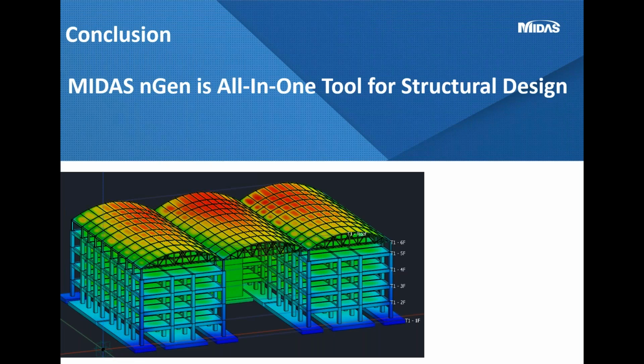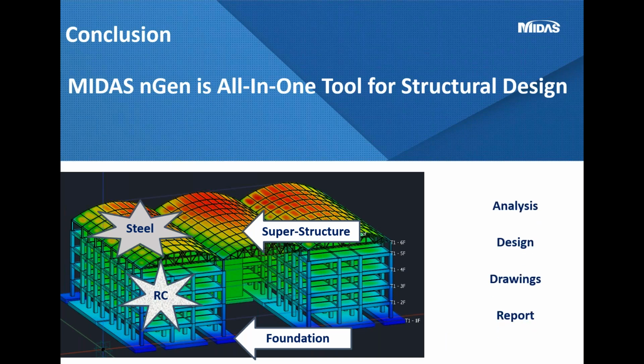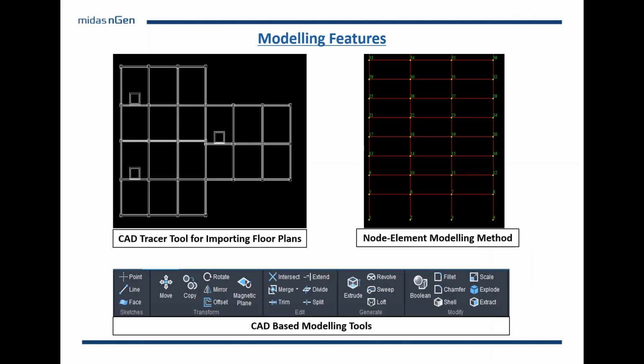So MIDAS engine is our all-in-one software solution wherein you can perform the analysis, design, drawings of steel as well as RC structures. You can have the superstructure as well as the foundation. So we have analysis, design, drawings, even report generation is available. We have CAD tracer tool for the modeling. So there are some advantageous modeling features. Node element modeling method is also available and CAD based modeling method is also available.